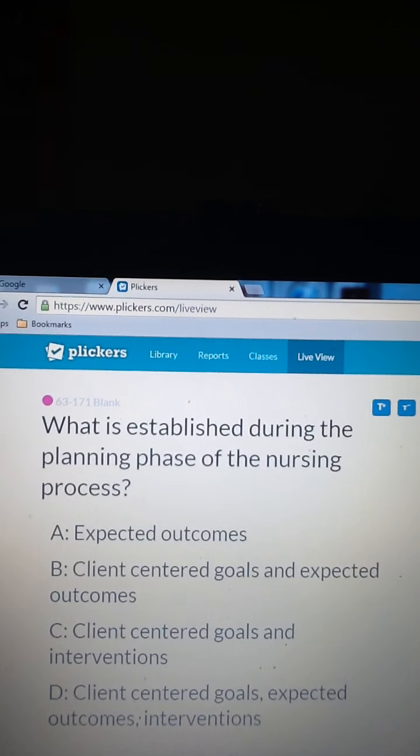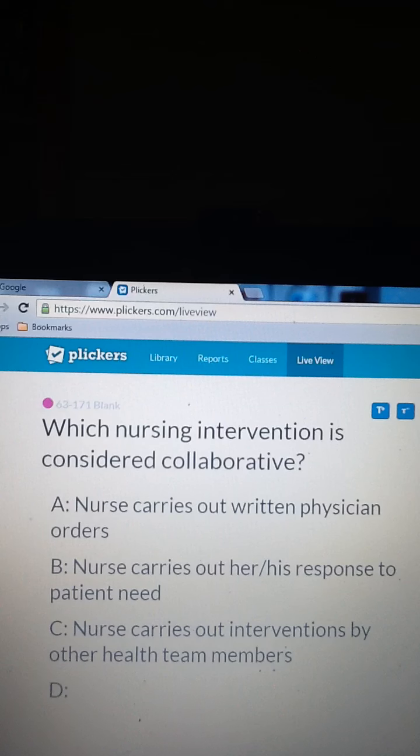Which nursing intervention is considered collaborative? A, nurse carries out written physician orders. B, nurse carries out his or her response to patient need. Or C, nurse carries out interventions by other health team members. And the answer to this is C.